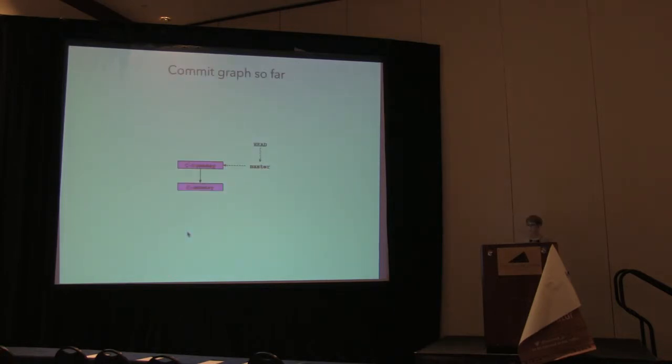Let's just ram this home with a commit graph. So this is the state of our repo at the moment. So we can see that we've got the C Tuesday commit with a parent of C Monday, and we've got the master branch pointing at C Tuesday, and we've got the head pointing at master, okay? Great.